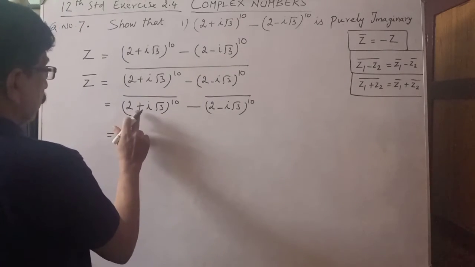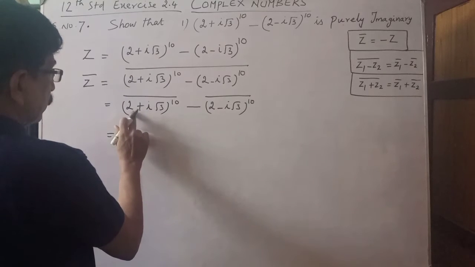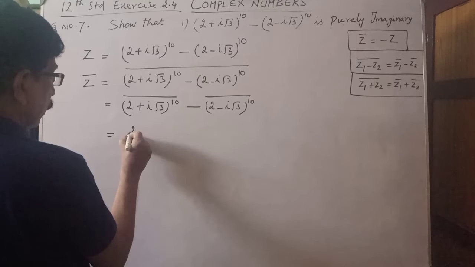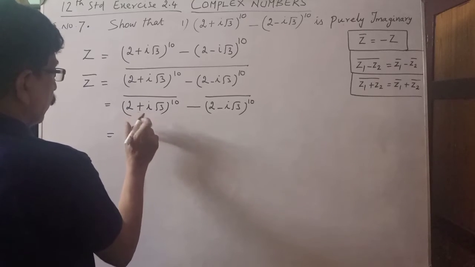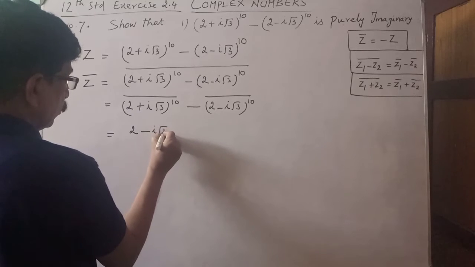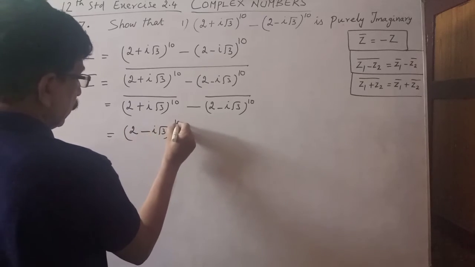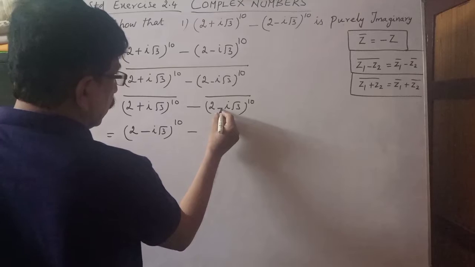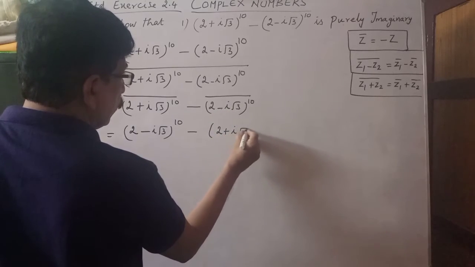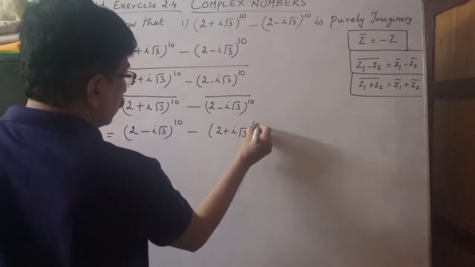Bar means remove the sign in between real and imaginary: plus changes to minus. So (2 − i√3)^10. Minus here changes to plus: (2 + i√3)^10.